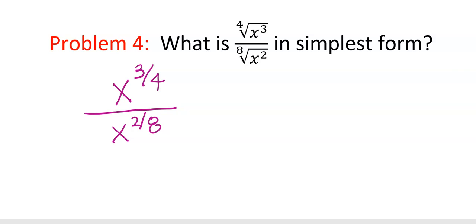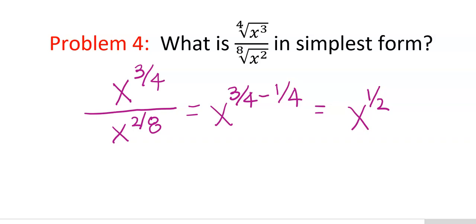Now, what do we do when we divide numbers with the same bases? Subtract the exponents, okay? Or you can think of it like this. If I want to bring this up, I would make it negative, wouldn't I? And that would mean the same thing as subtracting the exponents. So it looks like this. X to the 3 over 4 minus 2 over 8, and 2 over 8 is like 1/4. So I'm going to reduce that right now. That gives you x to the 1/2.